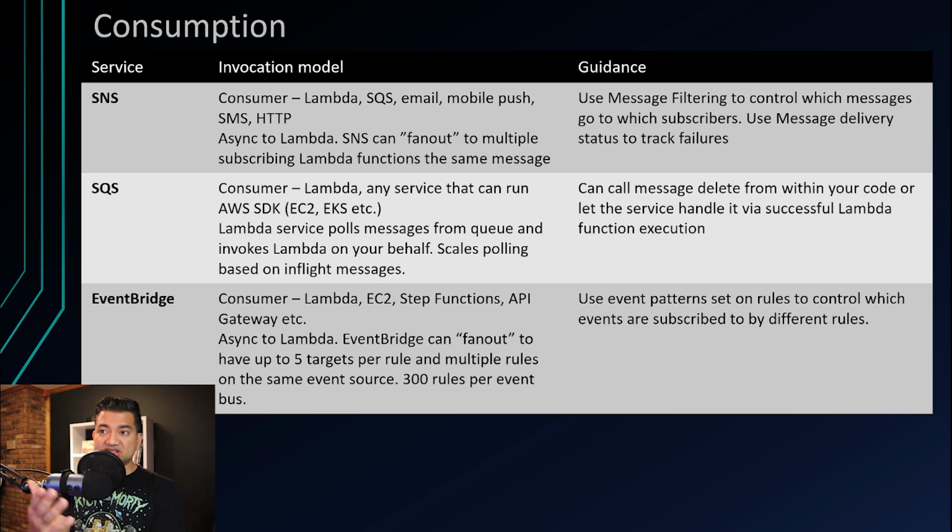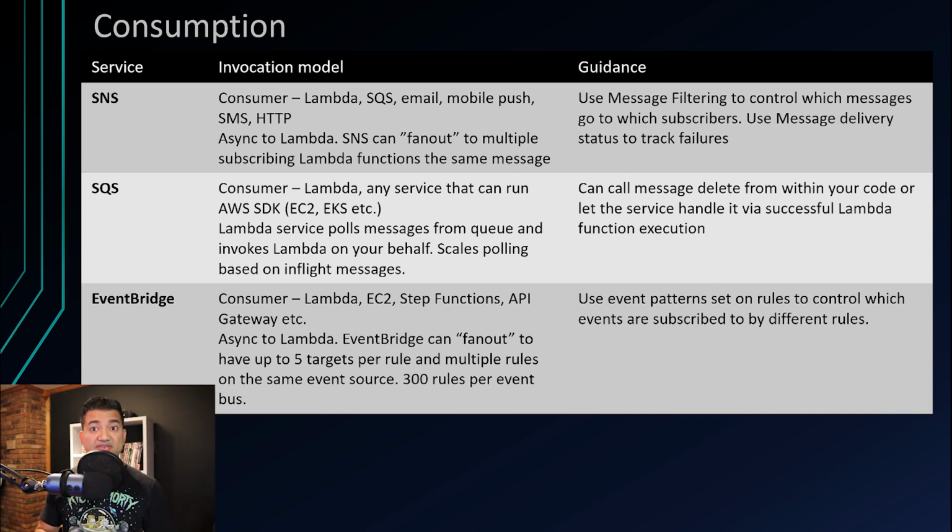Talking about Lambda, the Lambda service does this for you. You don't have to code this; it works out of the box. The Lambda service pulls messages from the queue and invokes Lambda on your behalf, and it scales the polling based on the number of in-flight messages. Guidance: you can call message delete from within your code or let the service handle it via successful Lambda function execution. I actually have a deep dive on this, like should you let SQS delete the messages when something goes wrong, or let your code delete the messages explicitly. I'm going to link it up top and you can go take a look at that video.